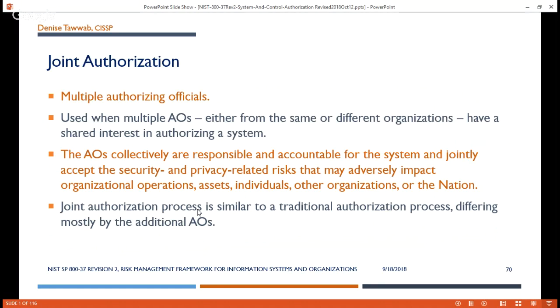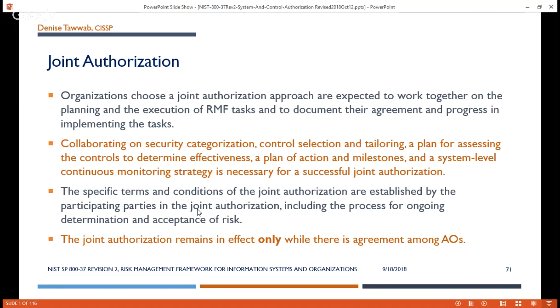The joint authorization process is very similar to a traditional authorization process, and it differs mostly by the number of authorizing officials. Now, when you've got that many people working together in a joint authorization, then the organizations who choose this approach are expected to work together on planning and executing the risk management framework task, and to work together to document their agreement and their progress in implementing the task.